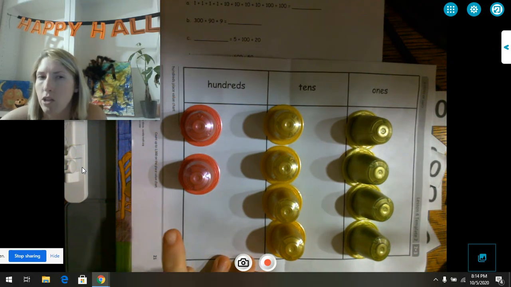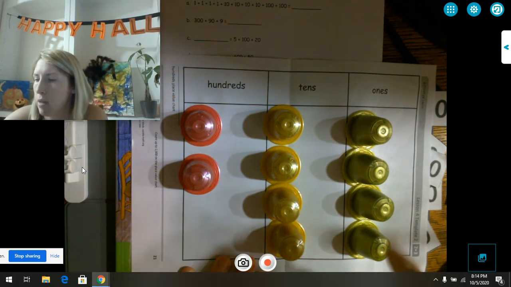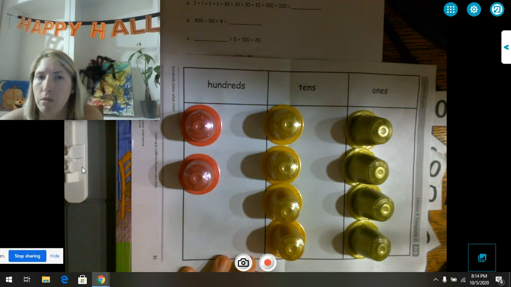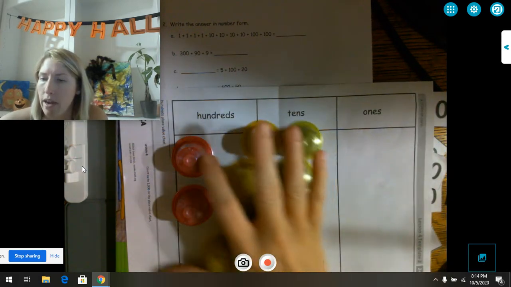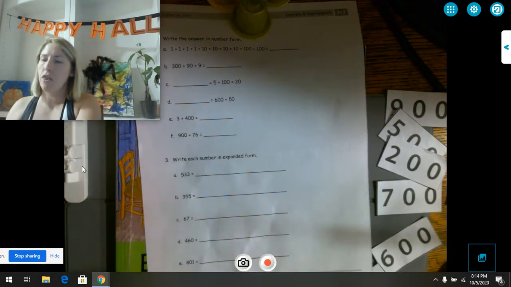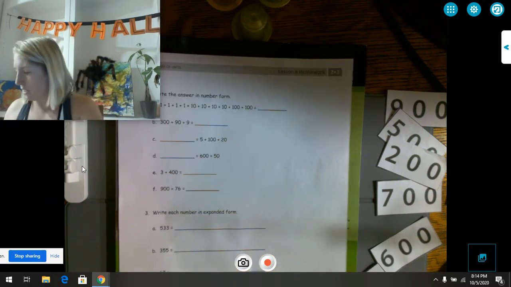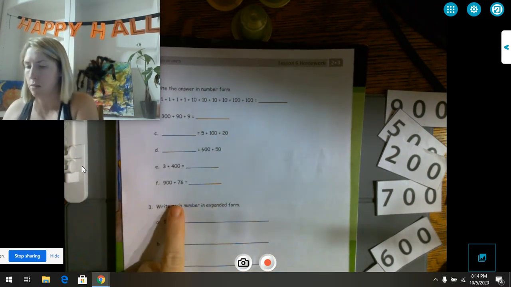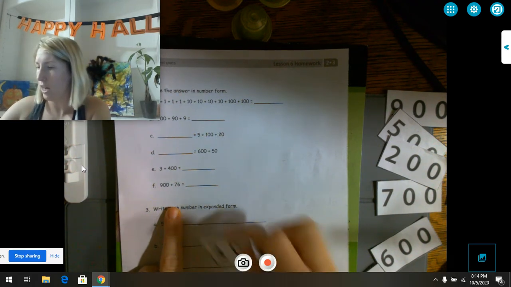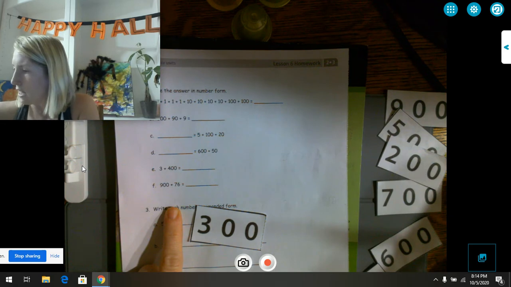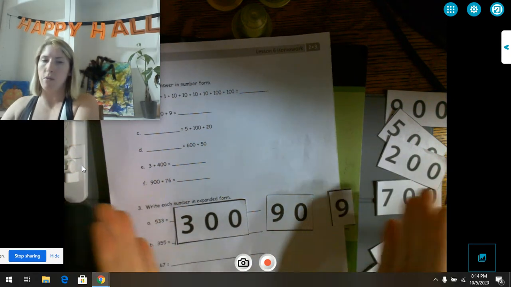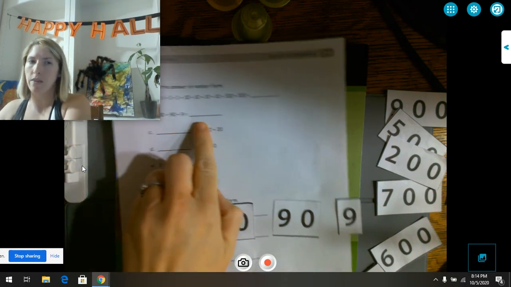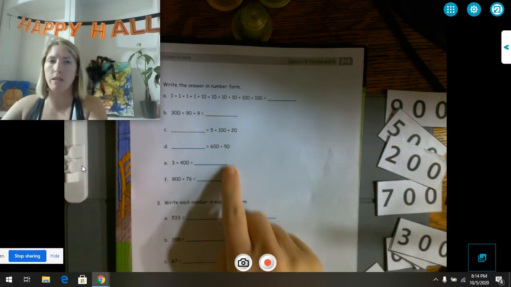Okay, I would say, oh, I have 2 in the hundreds place, and 1, 2, 3, 4 in the tens place, and 4 in the ones place. What number does that make? So all you're doing is writing the regular number right there on the line. Okay, next one, 300 plus 90 plus 9. We can use our hide zero cards for all of the rest of them here. And you can say 300 plus 90 plus 9. Then you can put those cards together and see what number you end up with, and you're going to write the number on the line. Same for all the rest of these in this section.